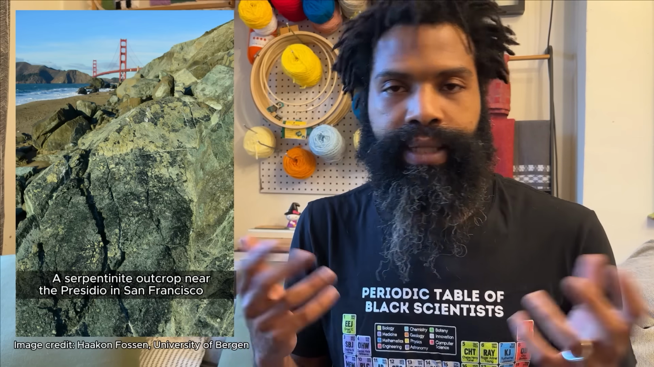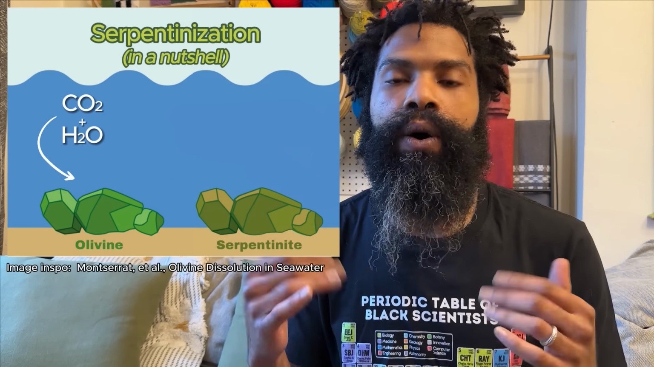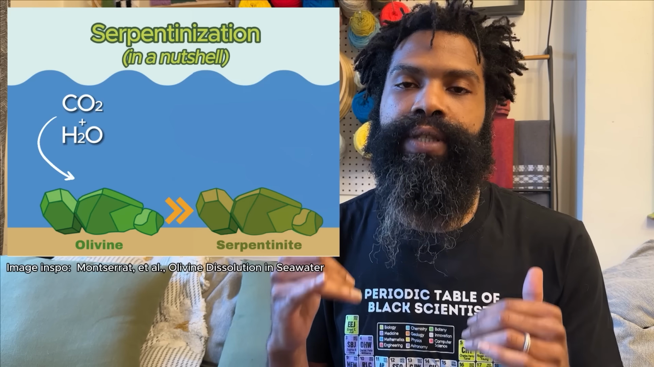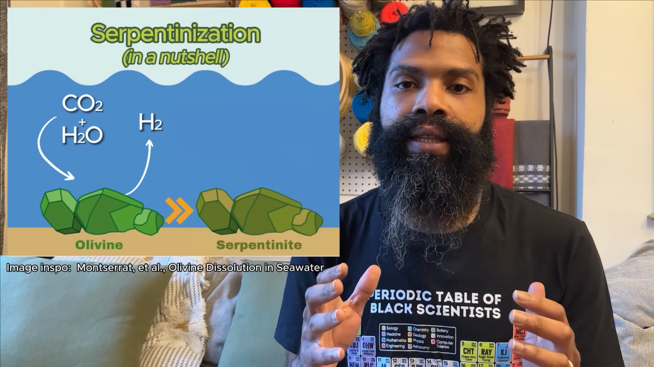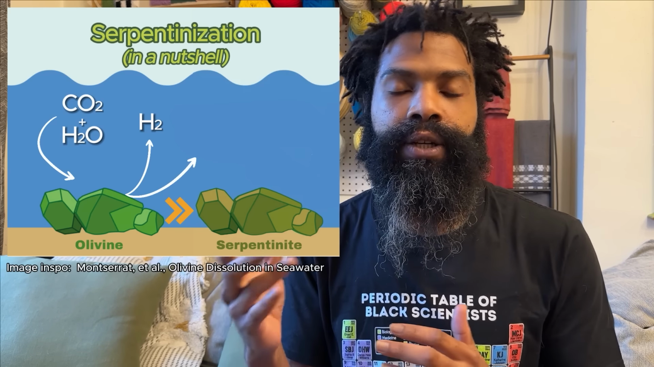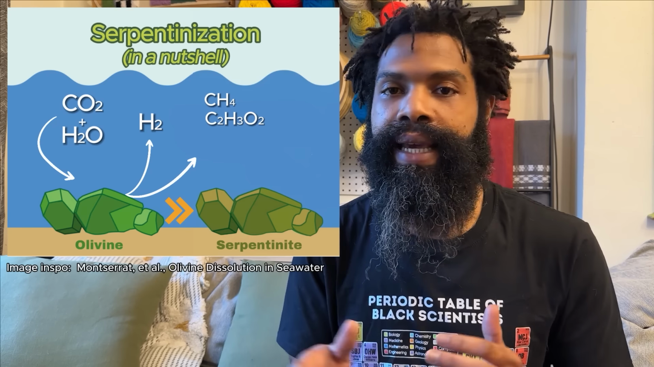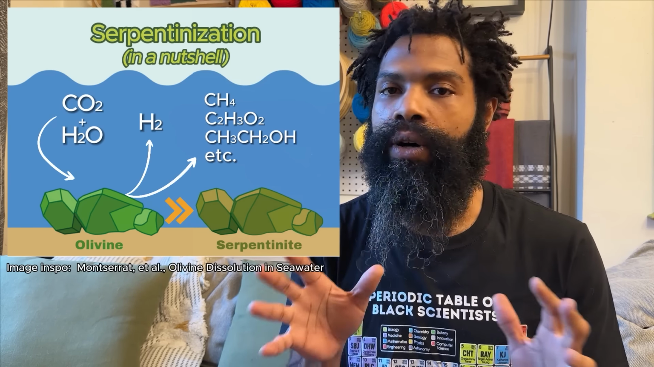But the name's not important. I just think it's a cool name. The consequences of serpentinization are important though. When the ocean water comes in contact with the olivine, it reacts and turns into hydrogen gas, and the dissolved carbon dioxide turns into methane and acetate and ethanol and a bunch of other small carbon molecules.